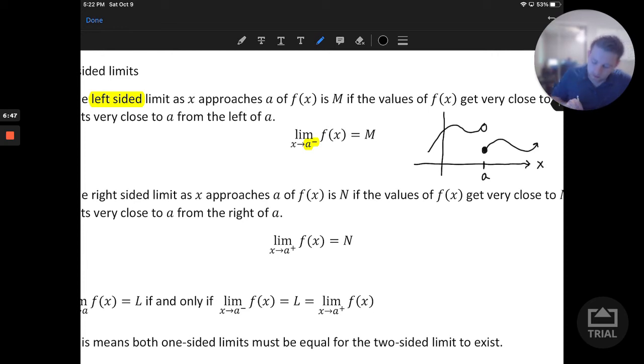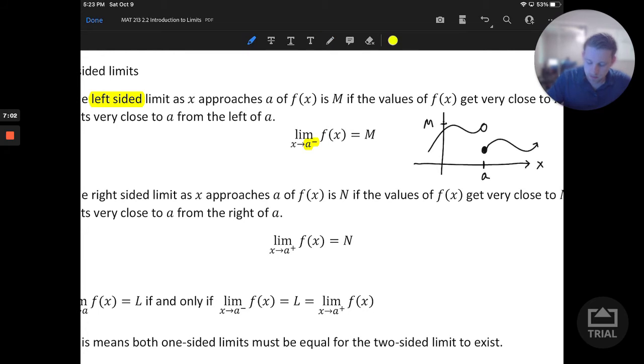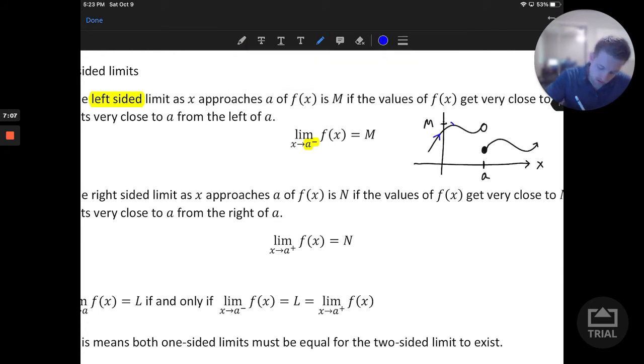To describe this limit here, we would say that the limit as we approach from the left side is going to equal this m value. This would be the picture that would describe the same left-sided limit. So we are approaching only from the left side here. And as we approach a from the left side, we are reaching this point of m. Again, it doesn't matter that this is an open circle or a closed circle. It just matters if we're approaching that value as our input approaches a.